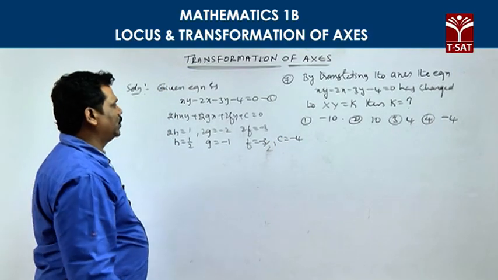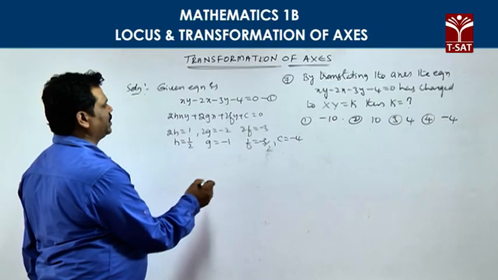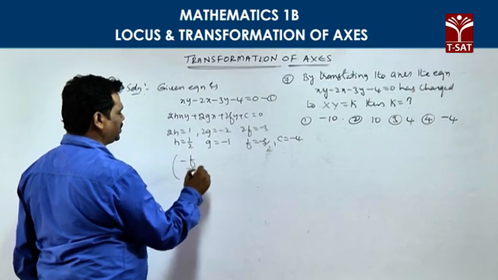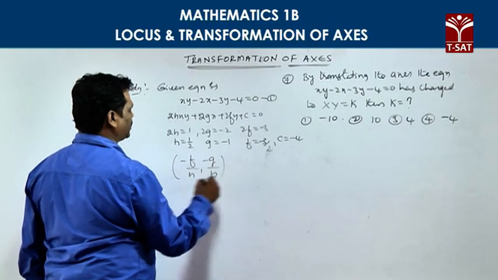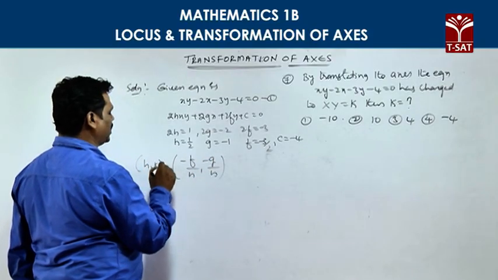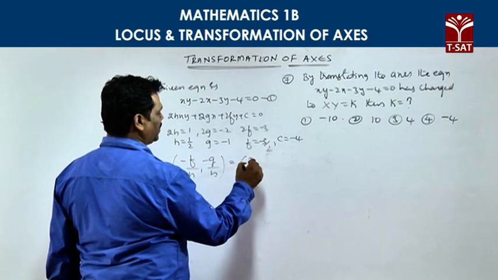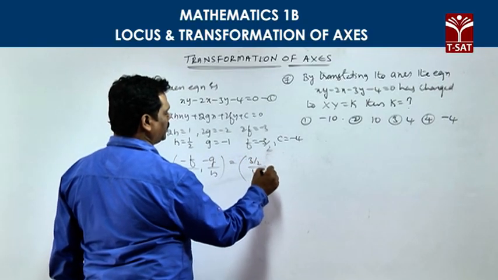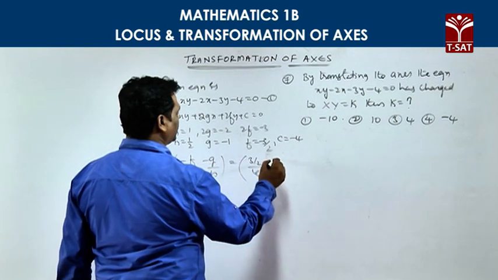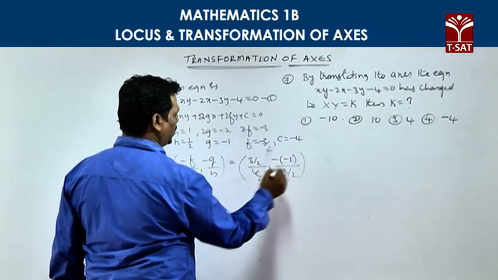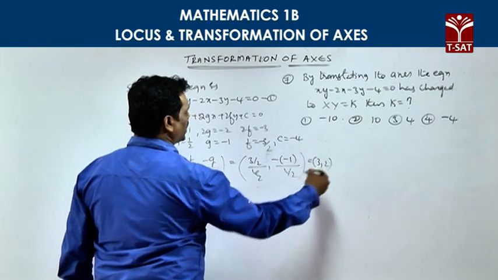So here, to remove the x and y terms in this equation, we get (h, k) equal to (minus f by h, minus g by h). So it can be written as minus f, that is minus into minus 3 by 2 divided by 1 by 2, comma, minus g, that is minus of minus 1 divided by 1 by 2. You get here (3, 2).